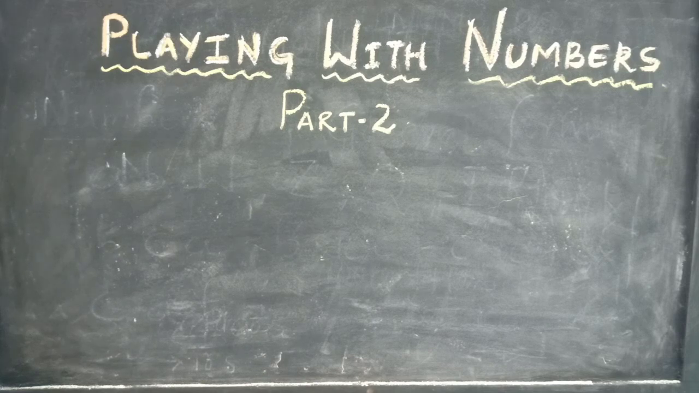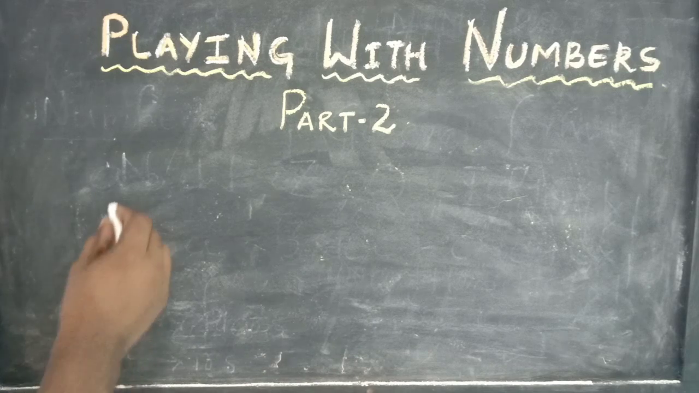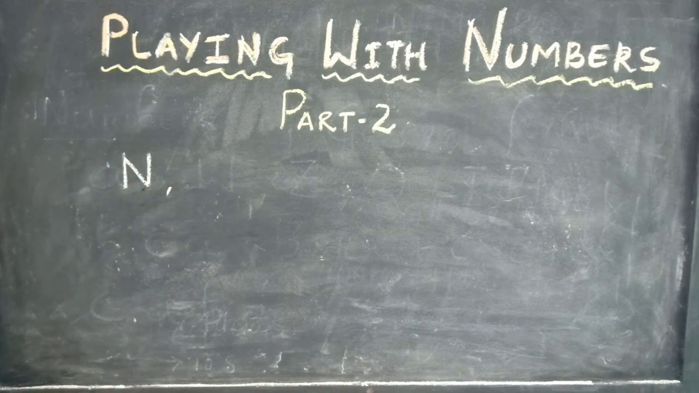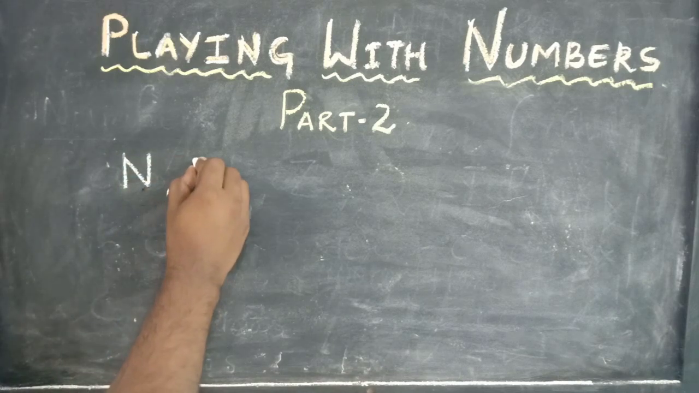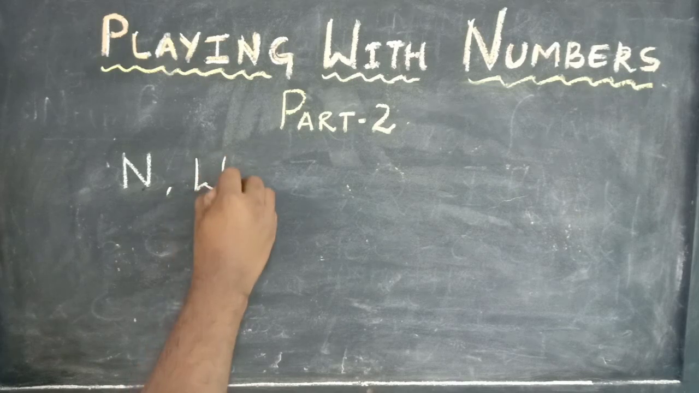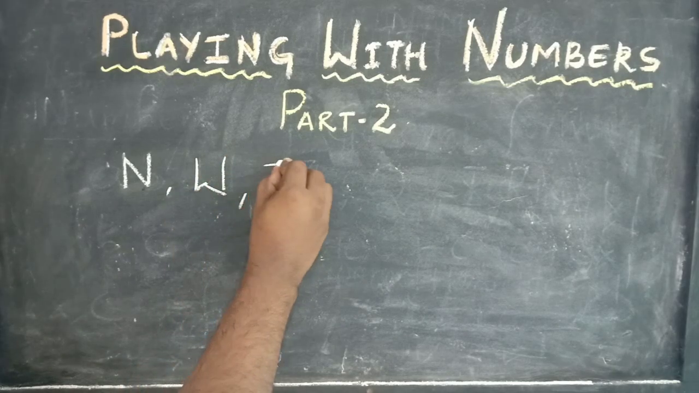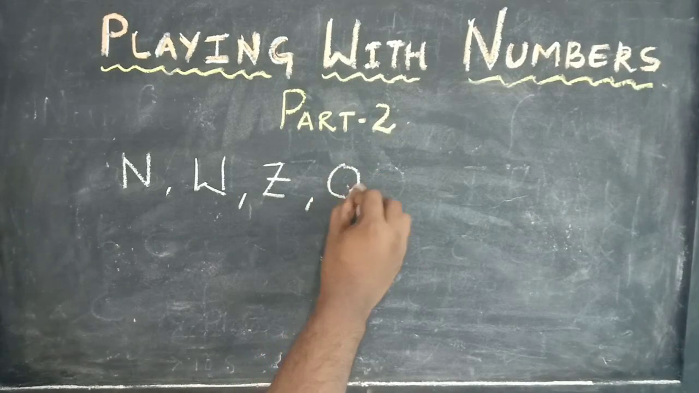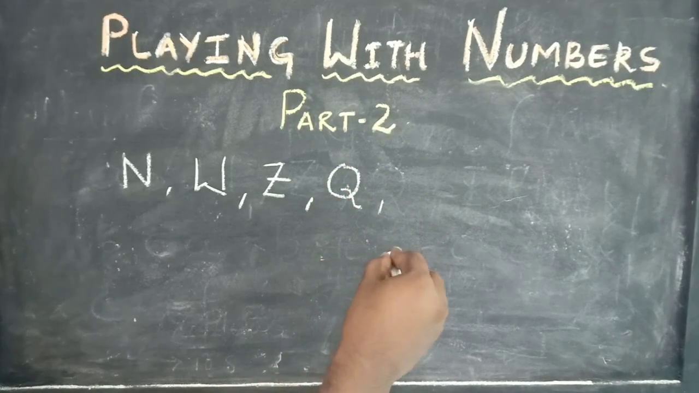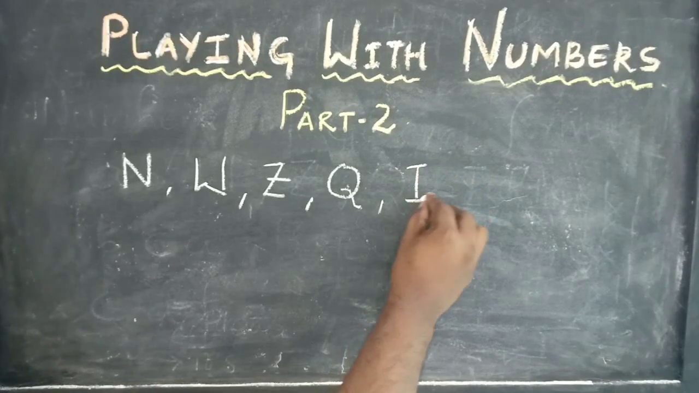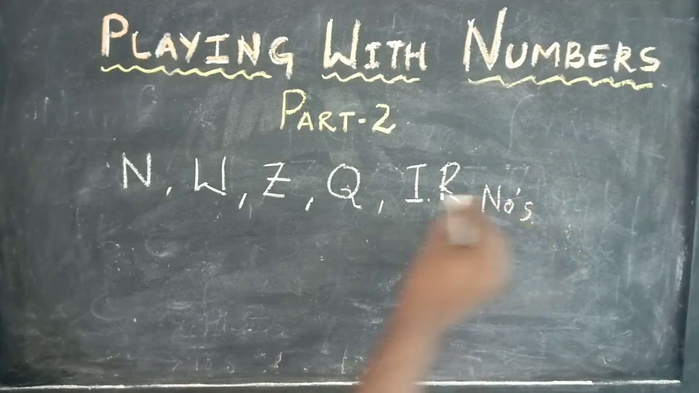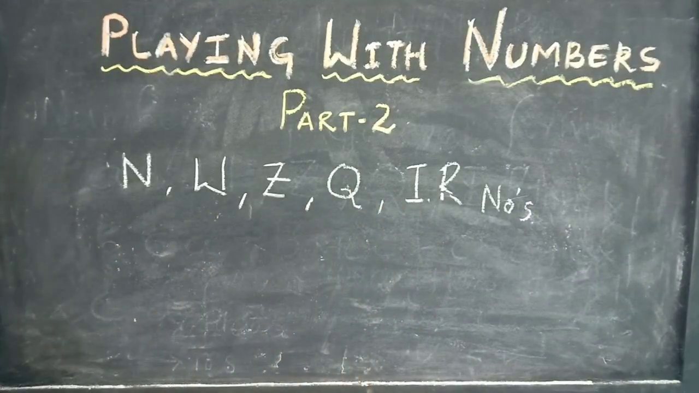Last class we have studied various types of numbers, that is natural numbers which is denoted by N, then whole numbers W, then integers Z, then rational numbers Q, then irrational numbers. So these are the various types of numbers which you have learned in the last class.